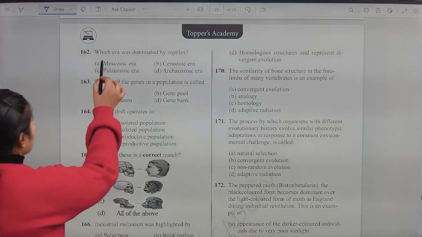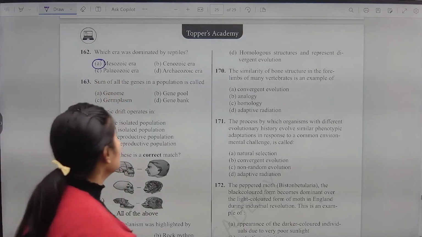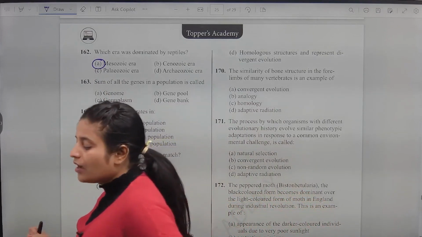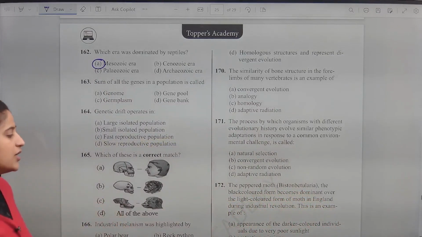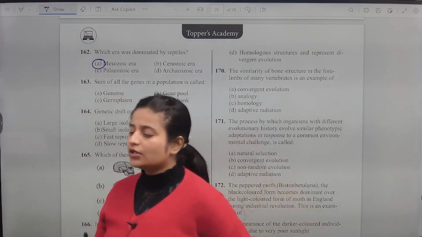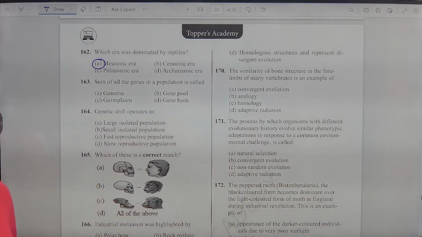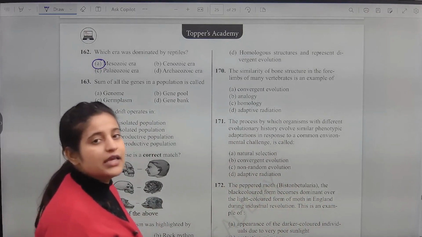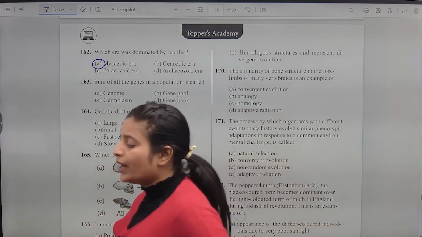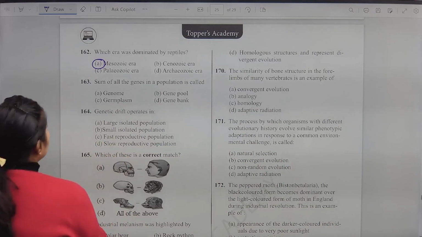In the Mesozoic era, we have three periods: the first is Triassic, another is Jurassic, and another is Cretaceous. Triassic is the origin of dinosaurs. Jurassic is the age of reptiles, and in the Cretaceous the dinosaurs disappeared. It is the extinction of the dinosaurs.